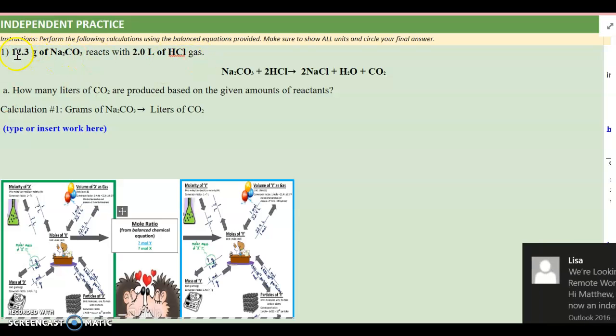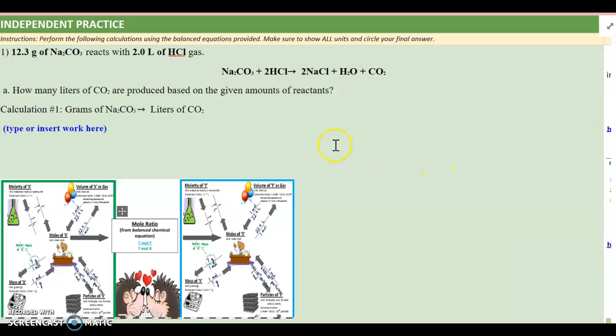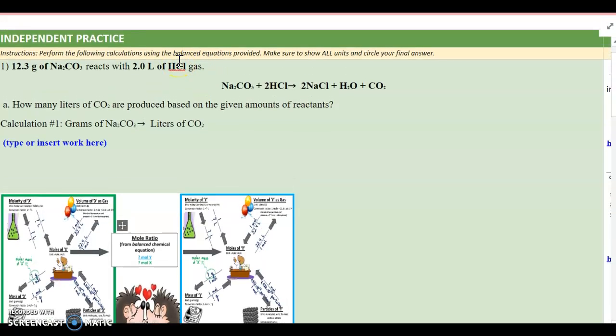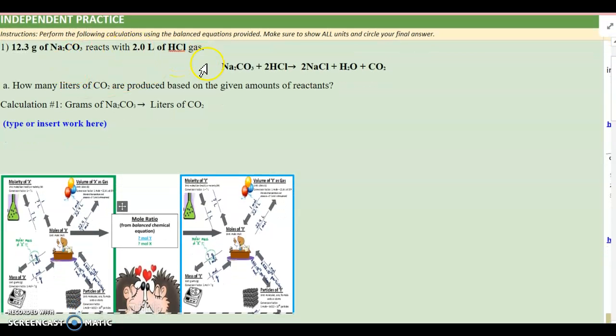All right, folks, we got a doozy on our hands here. 12.3 grams of Na2CO3 reacts with 2 liters of HCl gas. Cool. Now, these are 2 of my reactants. I know that because they are on the left side of this arrow. These are my reactants, these are my products.